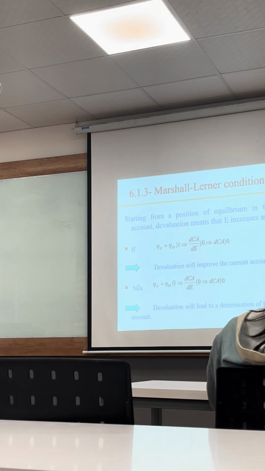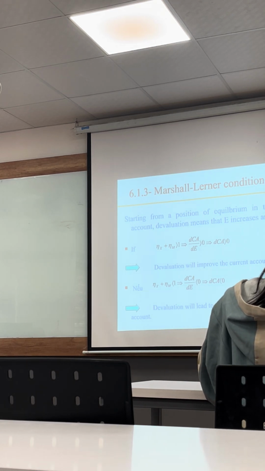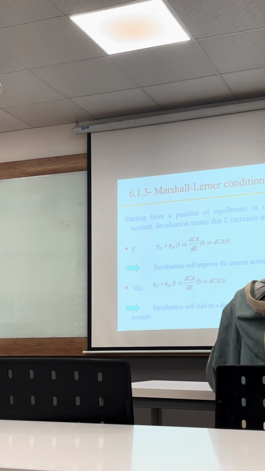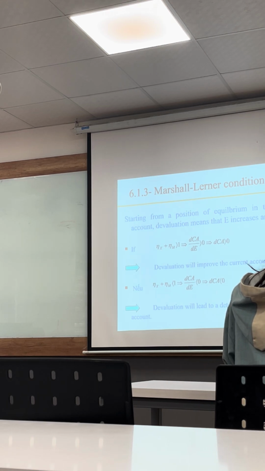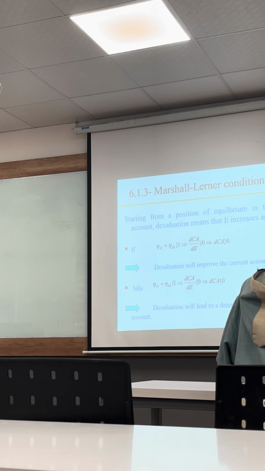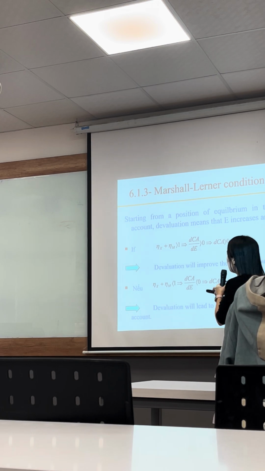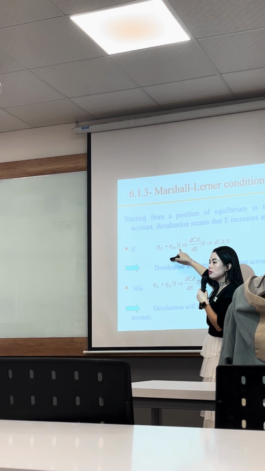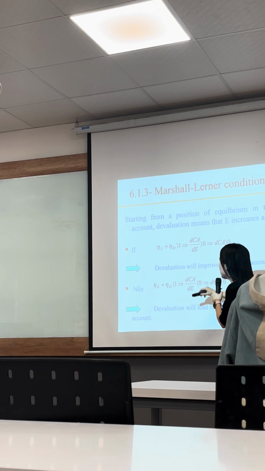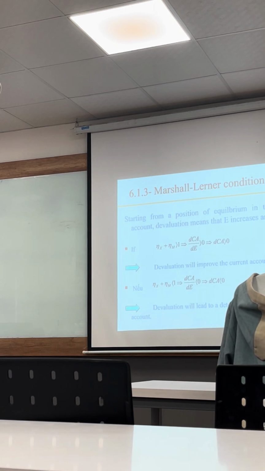Okay. So starting from the position of equilibrium in the current account or trade balance, devaluation means that E will be increased, so ΔE is greater than 0. And if the sum of eta x and eta m is greater than 1, then devaluation will improve the current account.